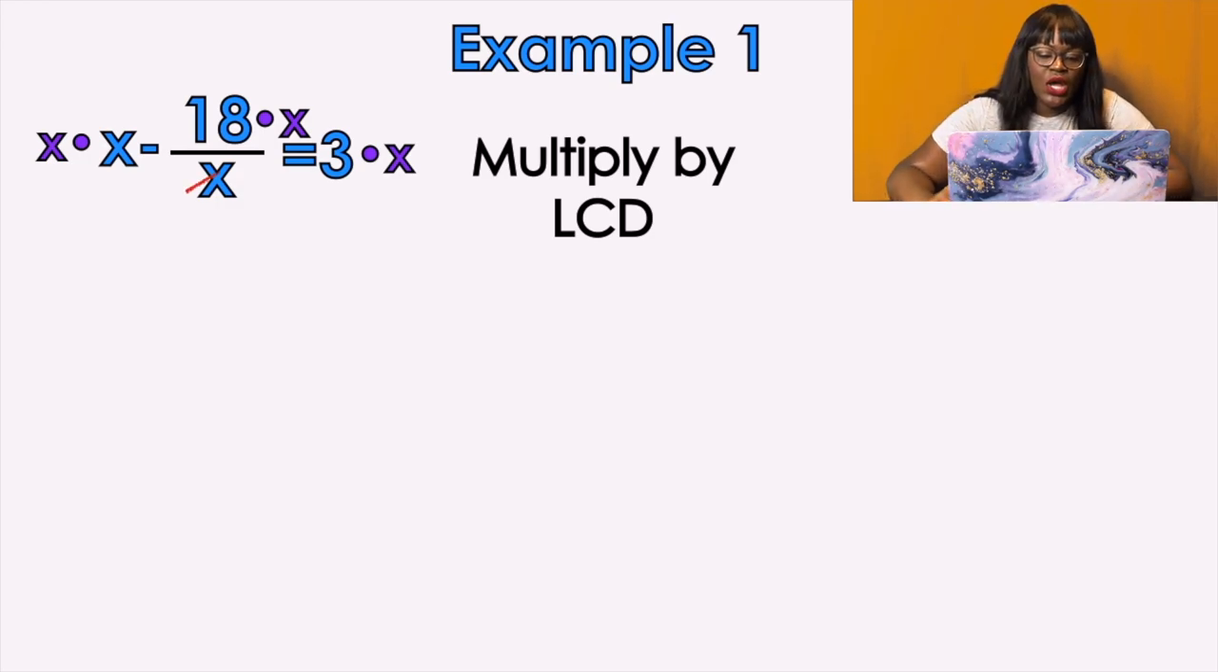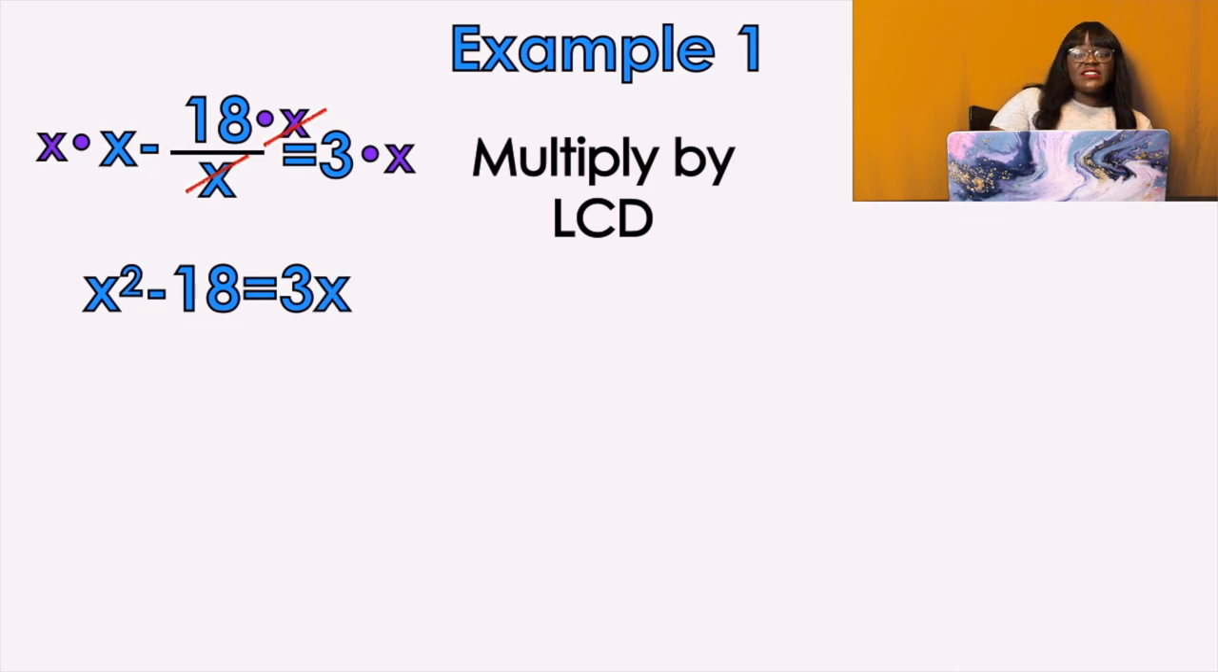So I'm gonna go ahead and simplify, right? x over x is going to simplify. Y'all like to use the words cancel out, but we're trying to get you away from that habit. All right, so x times x is x squared. If those x's simplify out, I'm just left with 18 equals 3 times x, which is 3x.